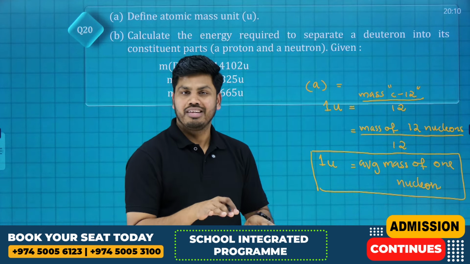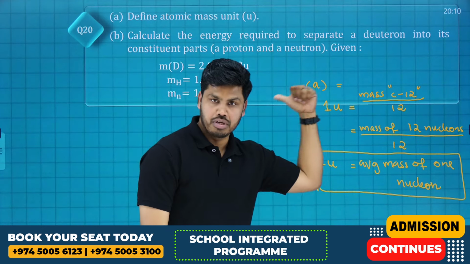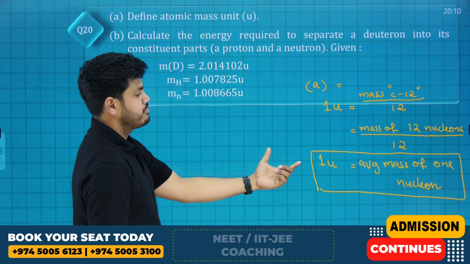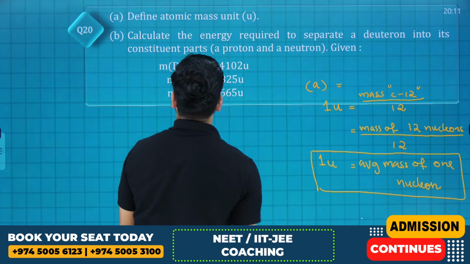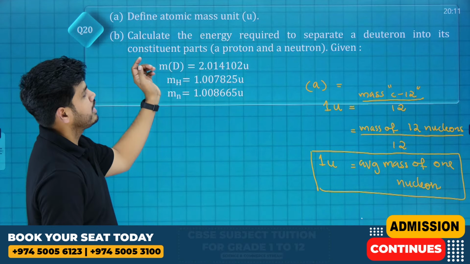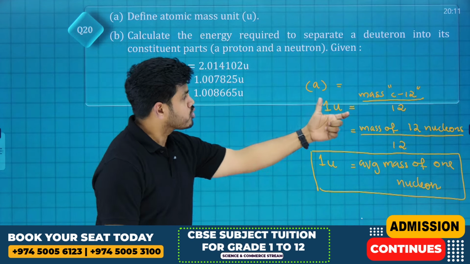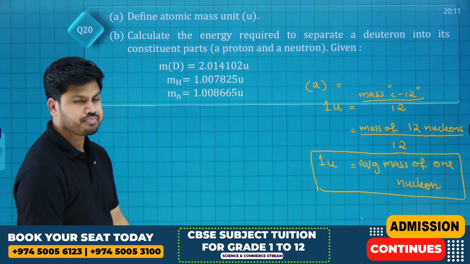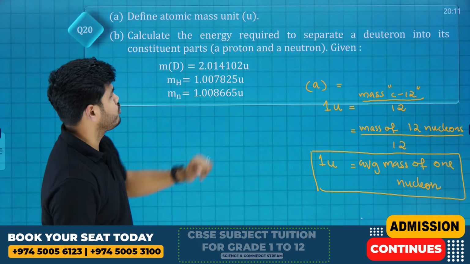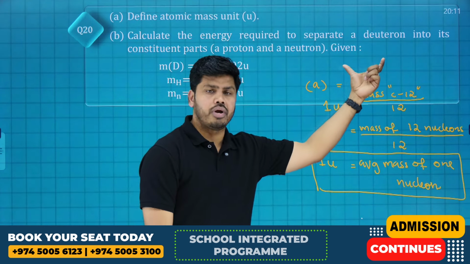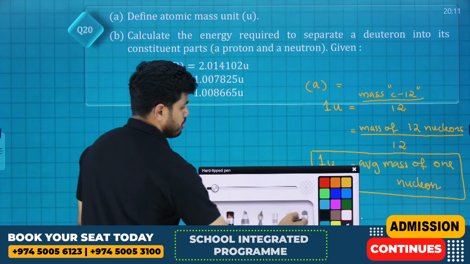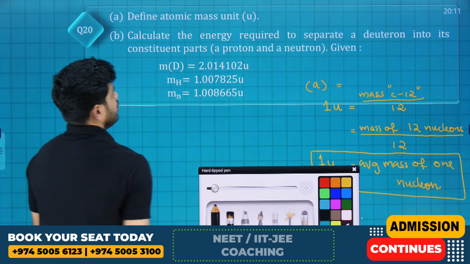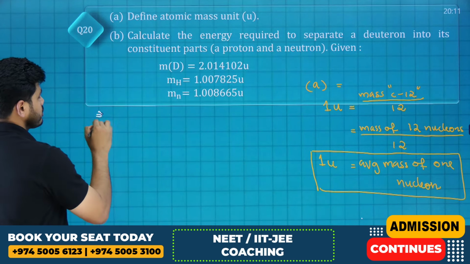Protons and neutrons are slightly different masses, like what we have seen in the previous questions. So that is why we have taken the average mass of one nucleon. That is what one atomic mass unit is. And calculate the energy required to separate a deuteron into its constituent parts. Here again, you are asked to find the energy required to separate a deuteron into its constituent parts, and the constituent parts are protons and neutrons, right?